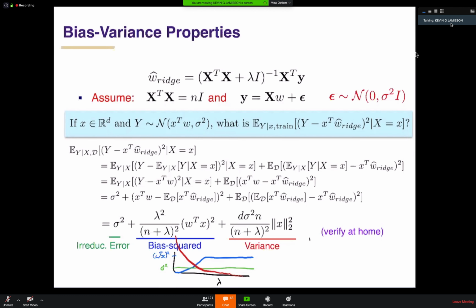And so the total error is the sum of these three pieces, obviously. And just from this picture, it's pretty obvious that the total error is minimized at some particular value of lambda that's not equal to 0 and not equal to infinity. It's some value in the middle.